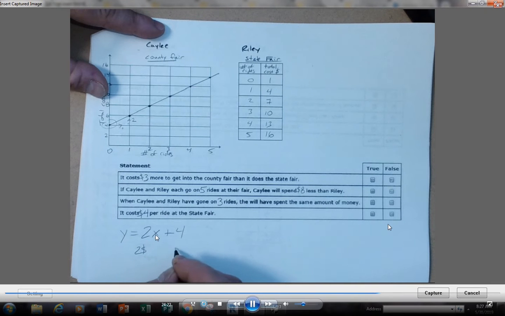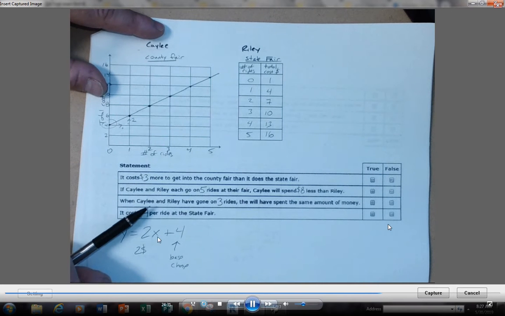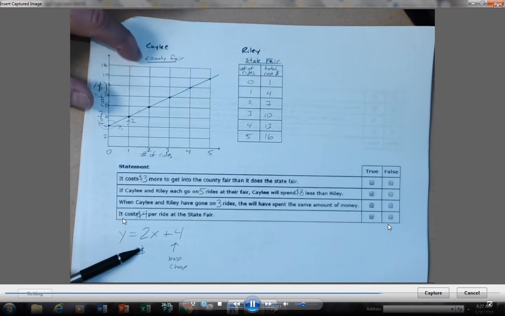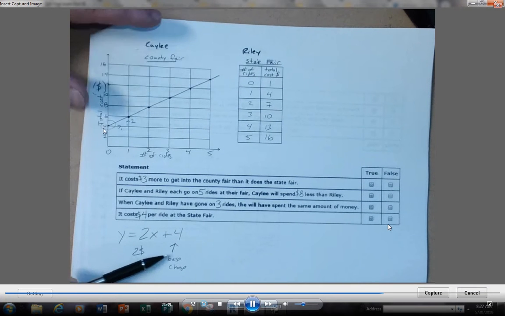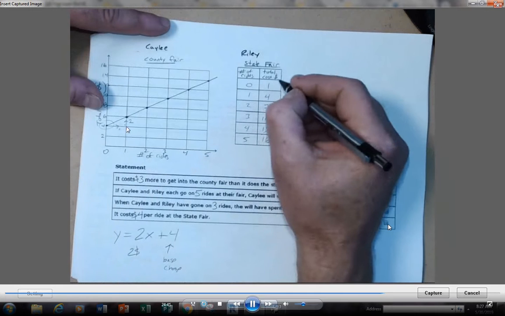So if I have one ride, $2, 2 rides, $4. This 4 is your base charge, or how much you've spent after going on no rides at all. Or for this problem, the entry fee into the fair. So I get that from my graph. Y-intercept of 4, slope of 2 over 1.